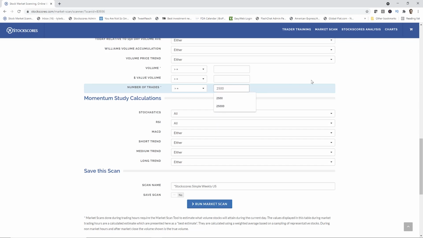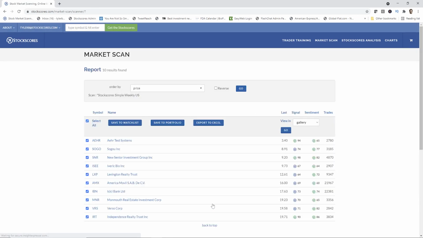So we're focused on stocks that are more liquid. Anytime you have a preset scan, you can always modify it to adjust it to what you're looking for. There's no rules that say you have to keep it to what has been pre-built. All right, so we have 10 stocks to look at.